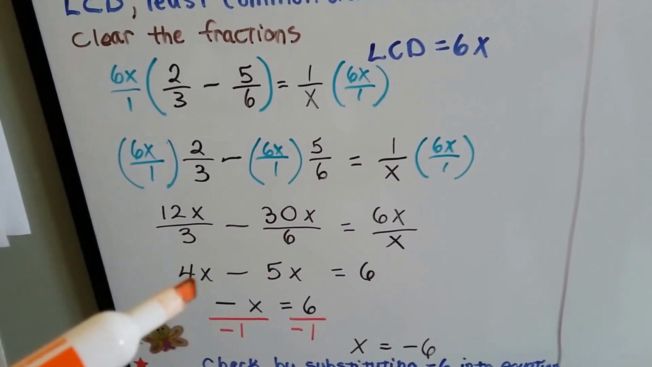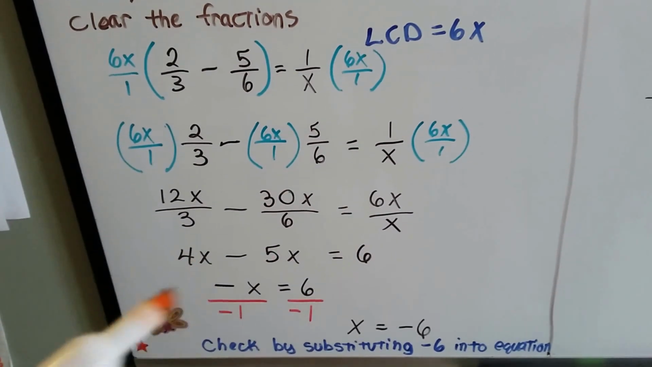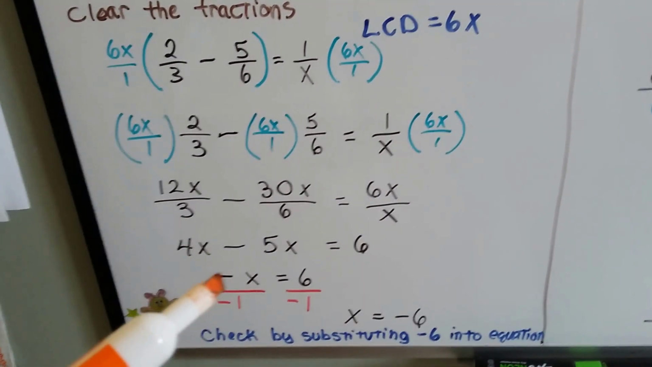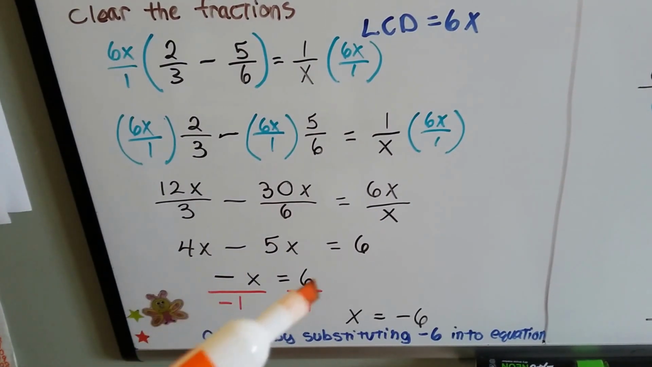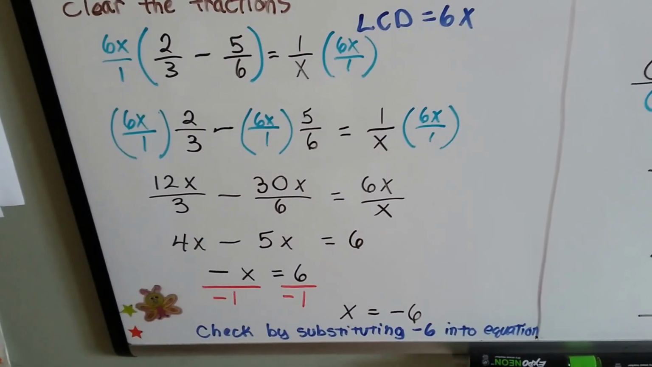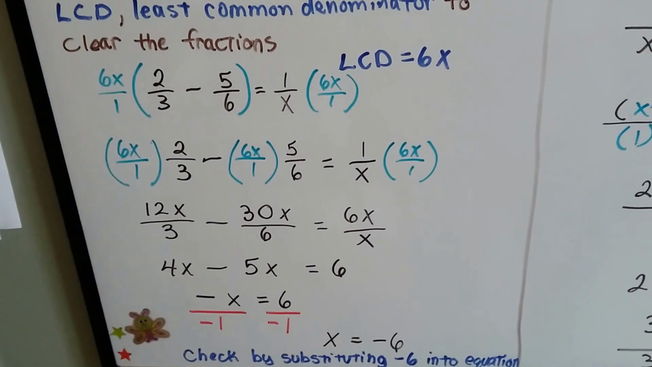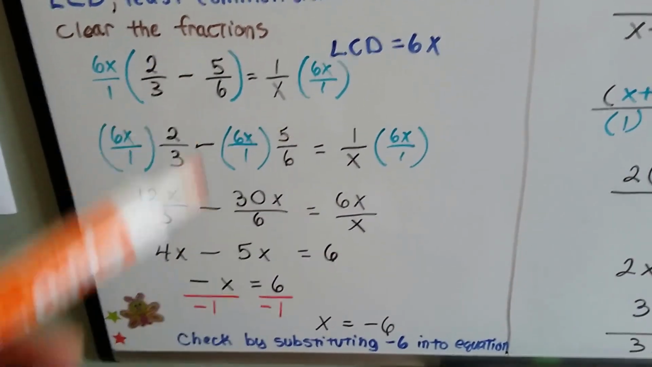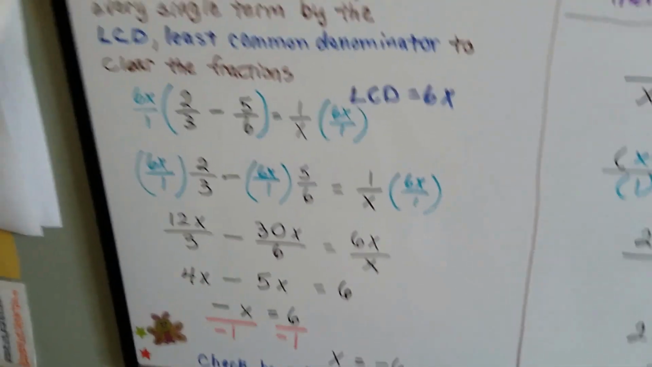And this will be 4x minus 5x. Well, that's a negative 1x, and we don't write the 1, right? To get rid of this negative sign by the variable, we just divide each side of the equal sign by that negative 1, and we get x is equal to negative 6. And if we plug this negative 6 back into the original equation, we'll find out it makes everything true, and we're fine, and we solved it, okay?